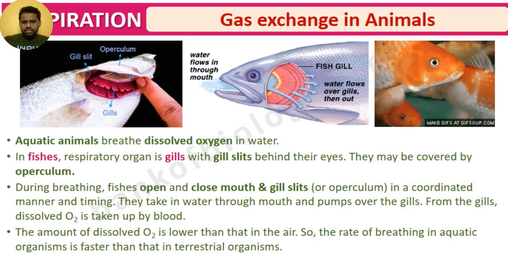The amount of dissolved oxygen is lower than that in air, so the rate of breathing in aquatic organisms is faster than that in terrestrial organisms. Where is it lower? It is lower in the seabed or ocean bed or in the water than that in the air. So the rate of breathing in aquatic organisms is faster, because they have to take in lesser oxygen. So they will be breathing very fast. That's why you see the fish trying to breathe very fast in water.